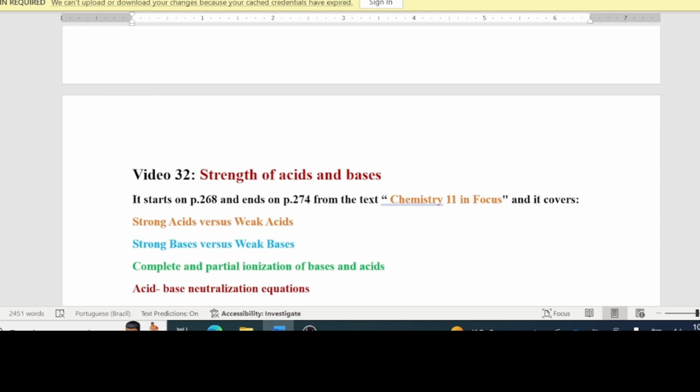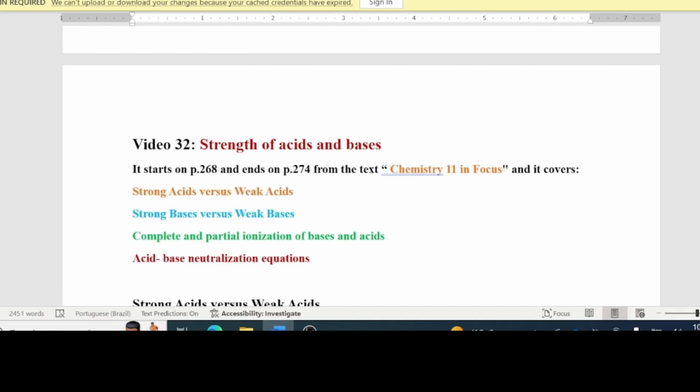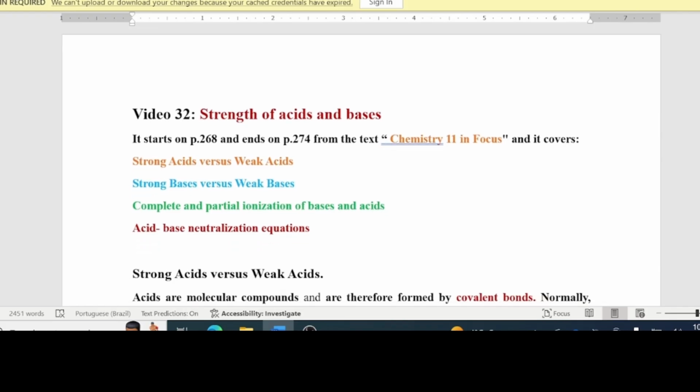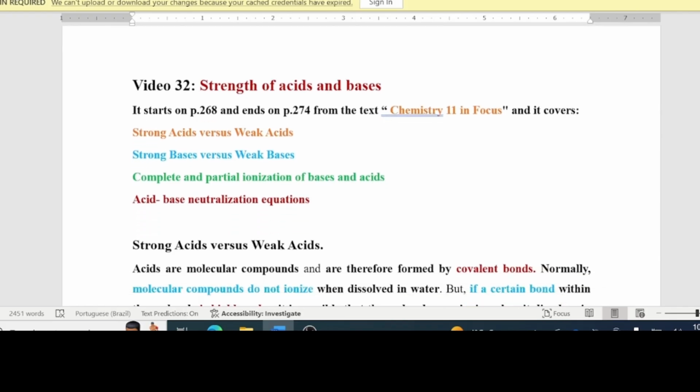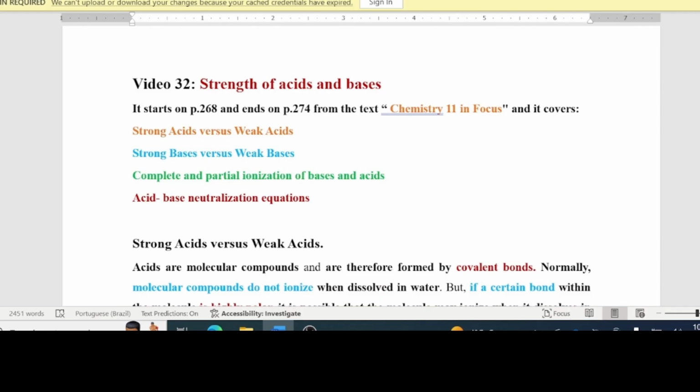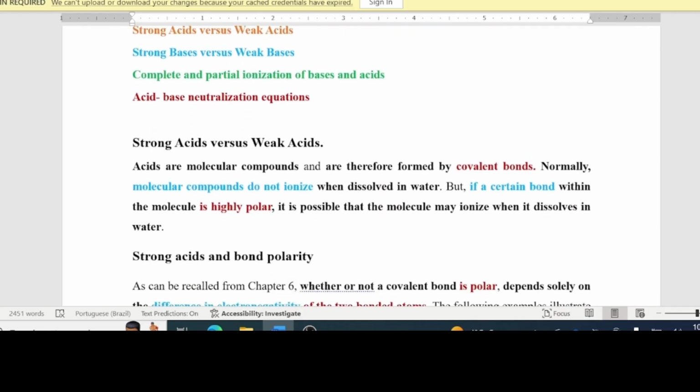Our lesson today deals with strength of acids and bases, and we'll be talking about strong acids versus weak acids, strong bases versus weak bases, complete and partial ionization of bases and acids, and we'll be introducing the acid-base neutralization equation.